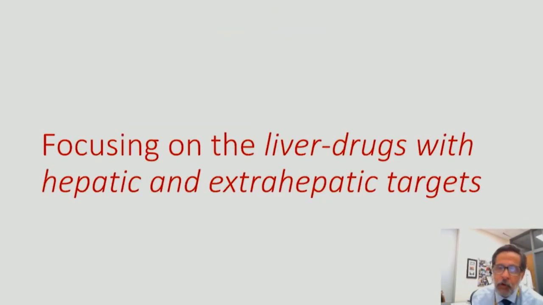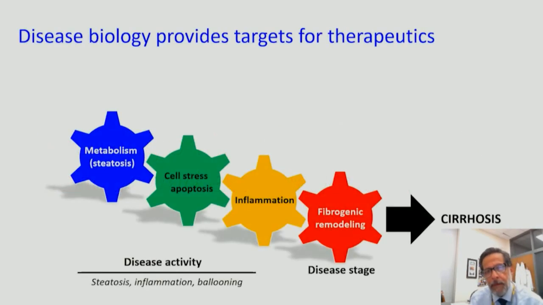Now let's focus on the liver and talk about drugs with hepatic targets. So the paradigm that has emerged from the pathophysiology perspective is a four-step pathway by which NASH develops. First, the metabolic stress produced by delivery of excess free fatty acid and glucose to the liver, which then drives cell stress and apoptosis, then drives inflammation, which in turn drives a fibrogenic response. Now, eventually progressive fibrosis leads to cirrhosis.